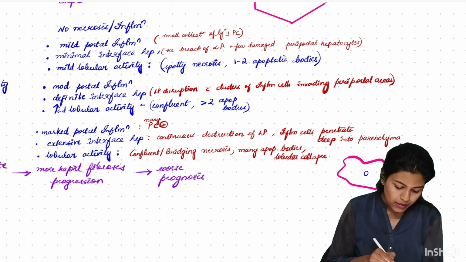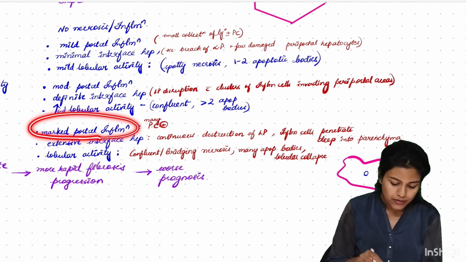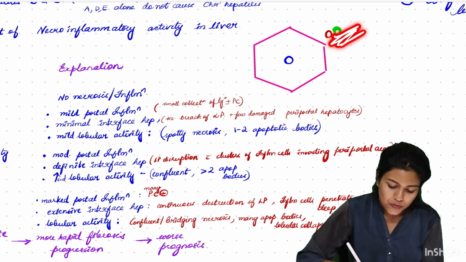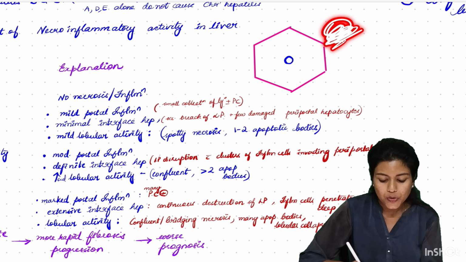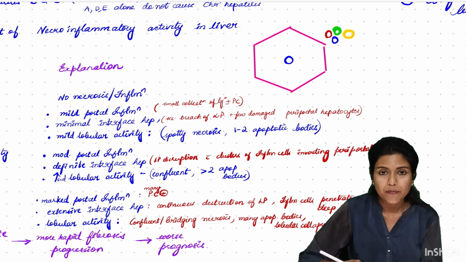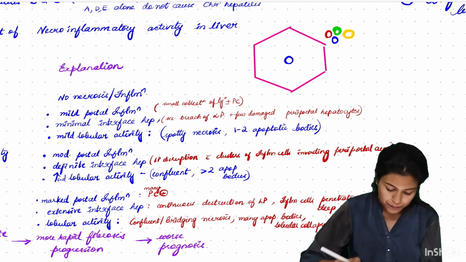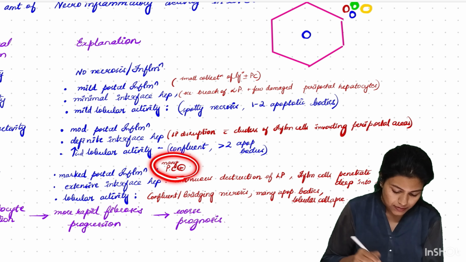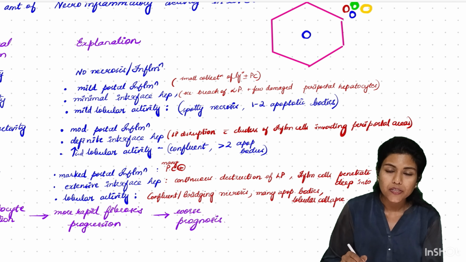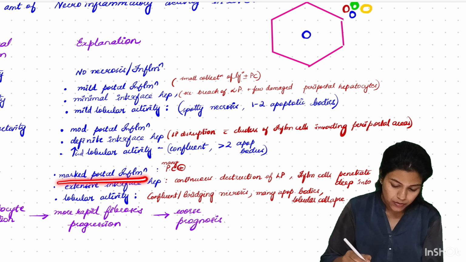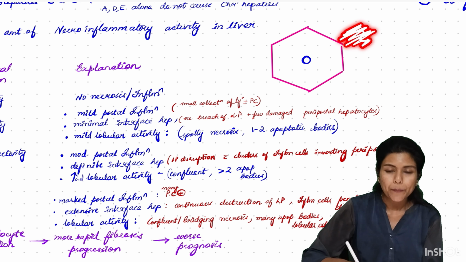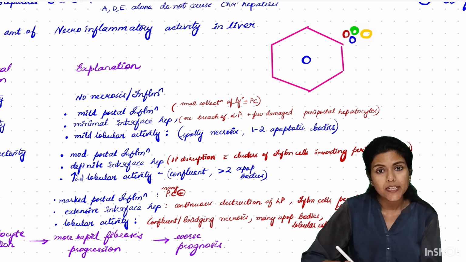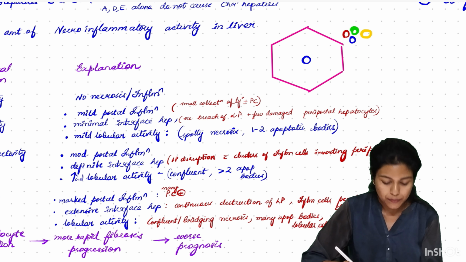Severe means the portal inflammation is marked. That means entire obscuration. The portal triad is totally obscured by this dense inflammation, and this dense inflammation visibly contains plasma cells. So there are many plasma cells present in this marked inflammatory infiltrate.